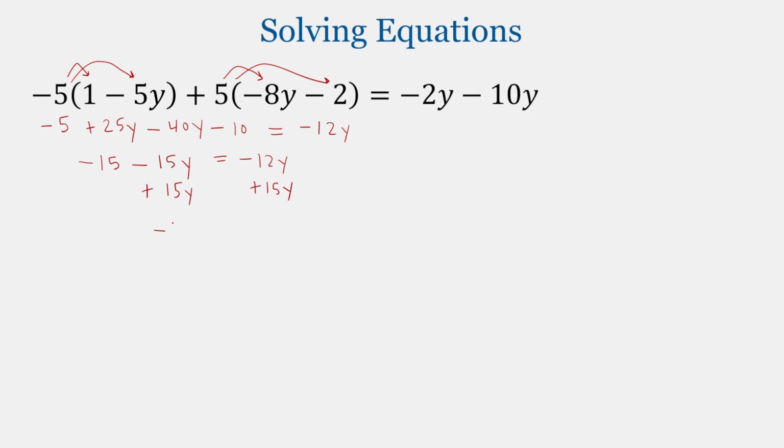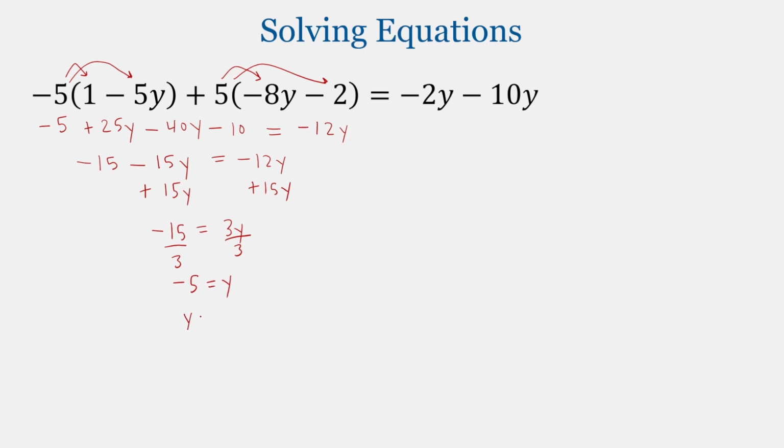So we end up with negative 15 equal to 3y. Next step is to divide both sides by 3. We end up with negative 5 equal to y. And we'll write this as y equal to negative 5.